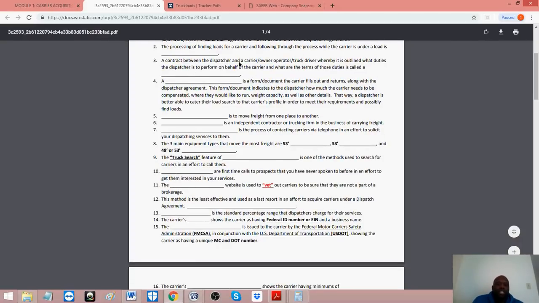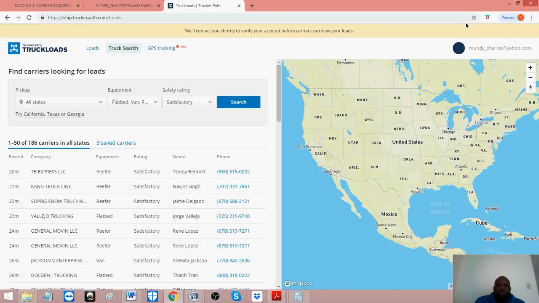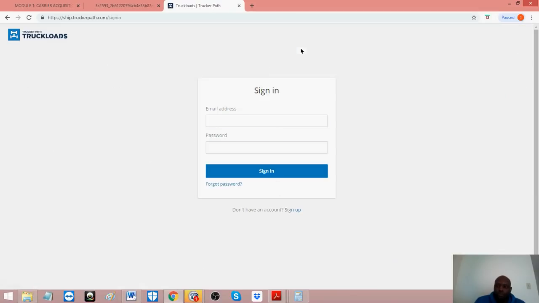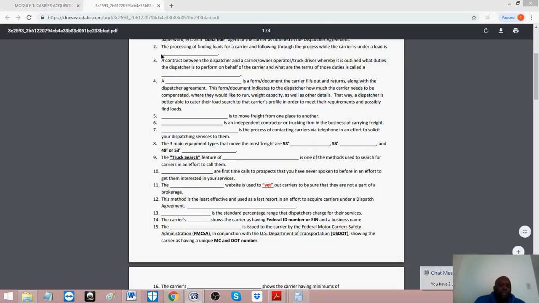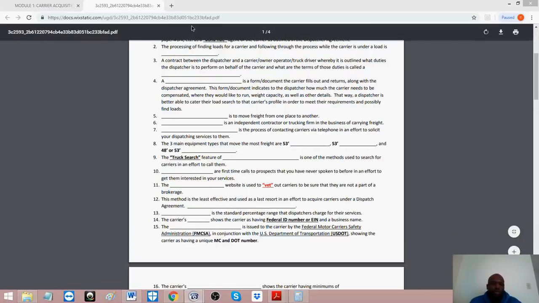Number three, a contract between the dispatcher and a carrier, owner operator, or truck driver. These are all interrelated. It outlines what duties the dispatcher is to perform on behalf of the carrier and the terms of those duties. What is that contract called? Dispatch agreement. Right, that is a dispatch agreement. And that was number three.